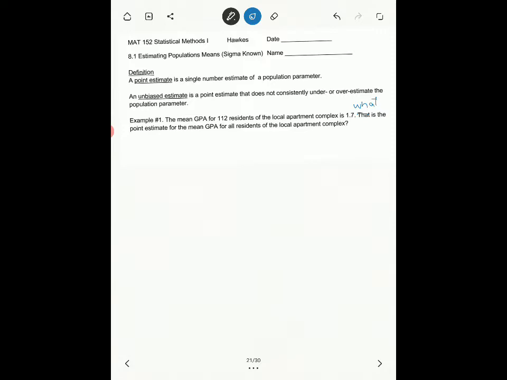The mean GPA for 112 residents of the local apartment complex is 1.7. What is the point estimate for that mean GPA for all residents of the local apartment complex? So 1.7 is the point estimate, so it's just going to be the 1.7.